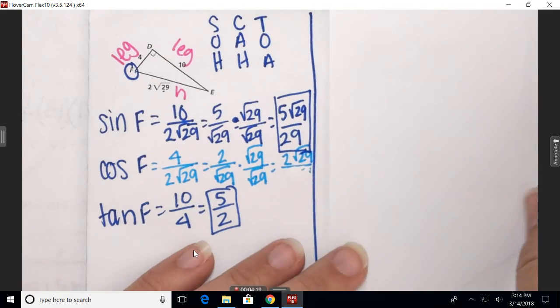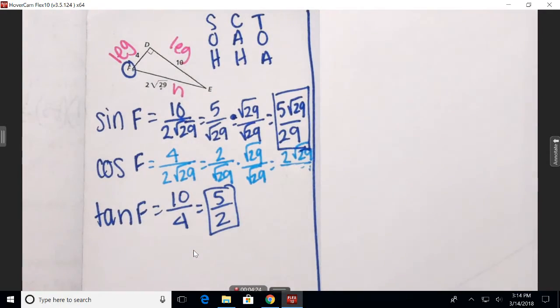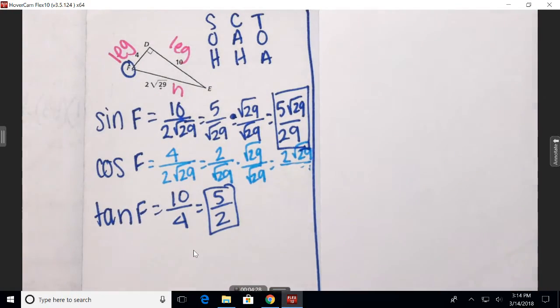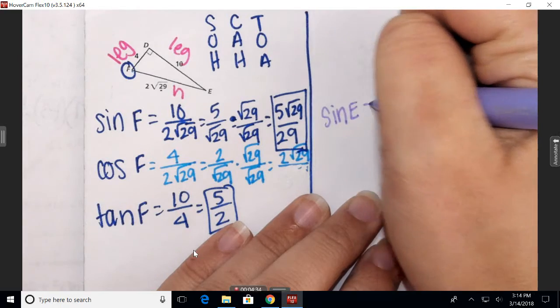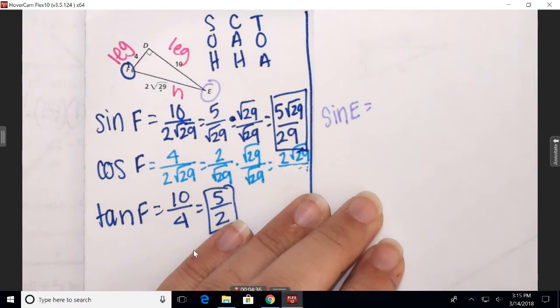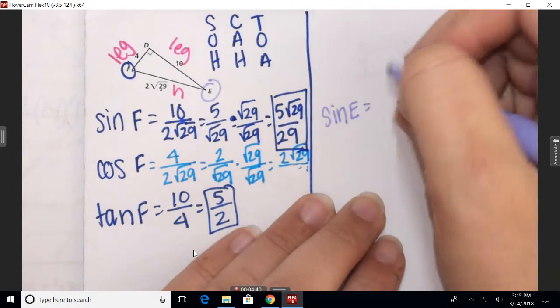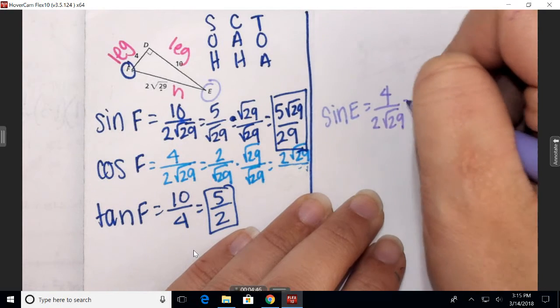Alright, now I'm going to do the sine, cosine, and tangent of E. I'm going to write it on a separate piece of paper just because I wrote too big and am out of room. So E, I'm going to do it in purple, it's opposite of E divided by hypotenuse. So the opposite of E is 4 divided by 2 root 29.